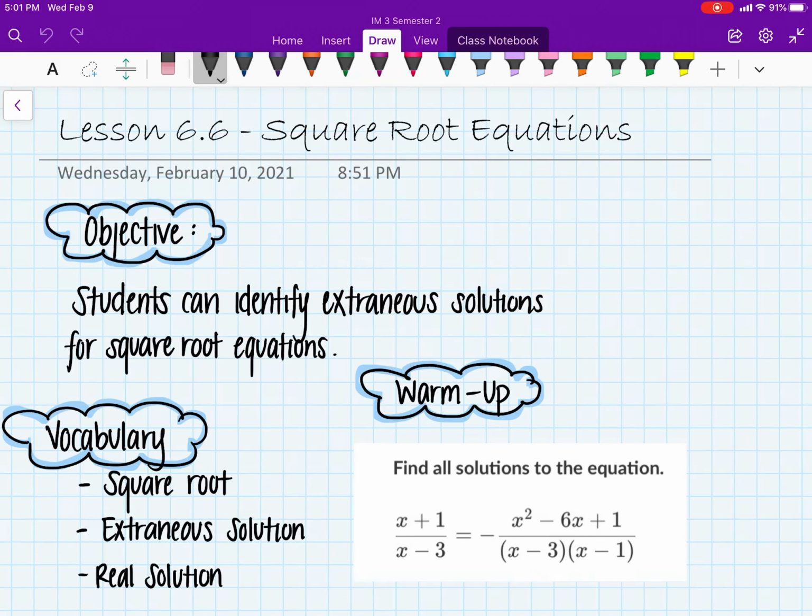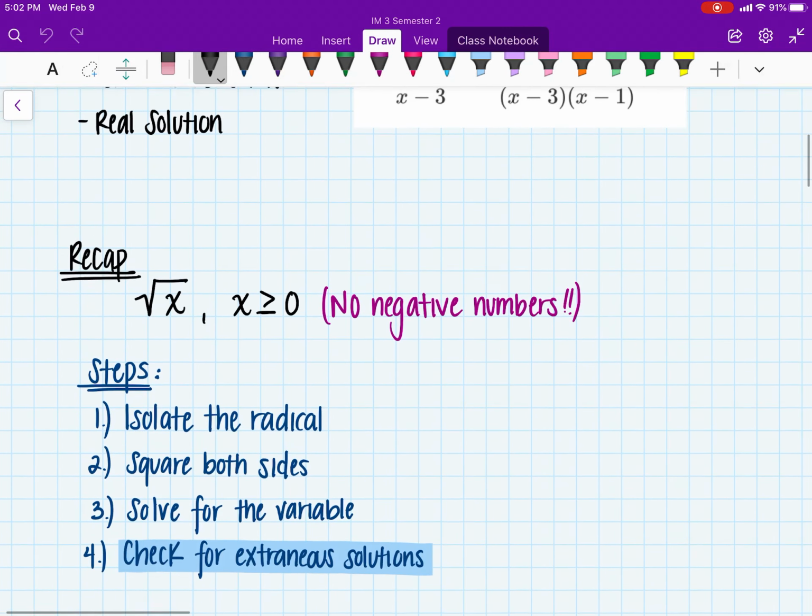All right, you guys, so let's go ahead and get started here with lesson 6.6. This is going to be square root equations. We are working with square root equations here. So in this case, guys, we want to identify any extraneous solutions whenever we're working with square roots. Once we find solutions with square roots, we still have to substitute them back into the equation to check for extraneous solutions there.